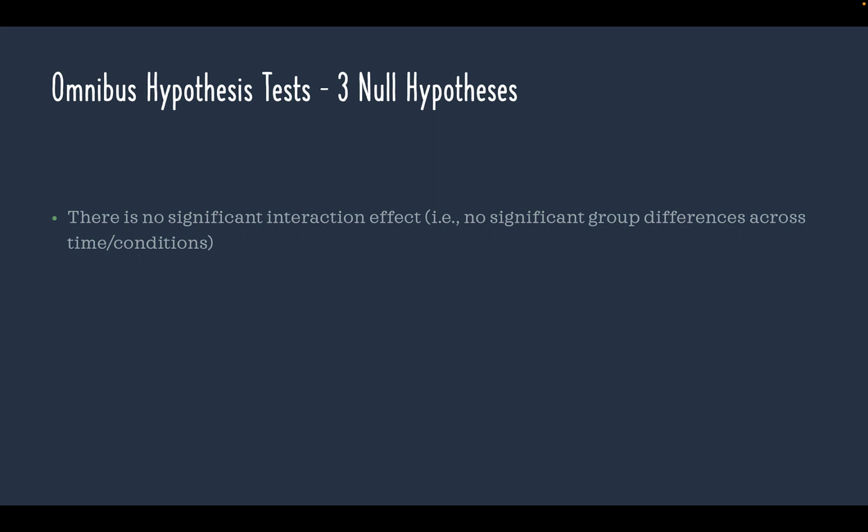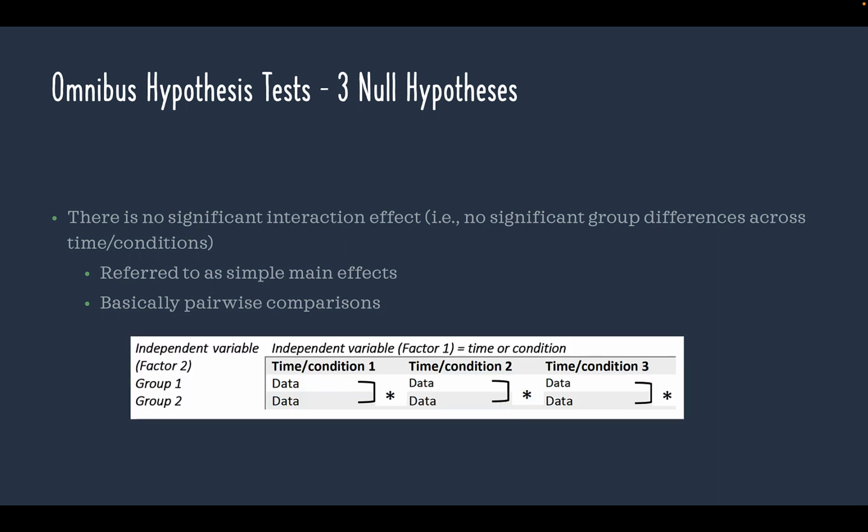And then lastly, the last hypothesis test is about the interaction. The null would be there's no significant interaction effect, or no significant group differences across time or conditions. This is referred to as simple main effects, and it's basically pairwise comparisons. So the omnibus test takes the comparison within time 1 across the groups, within time 2 across the groups, within time 3 across the groups, and a significant interaction effect says at least one of those is different.